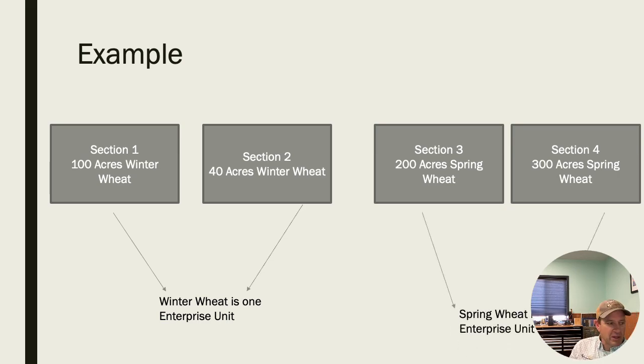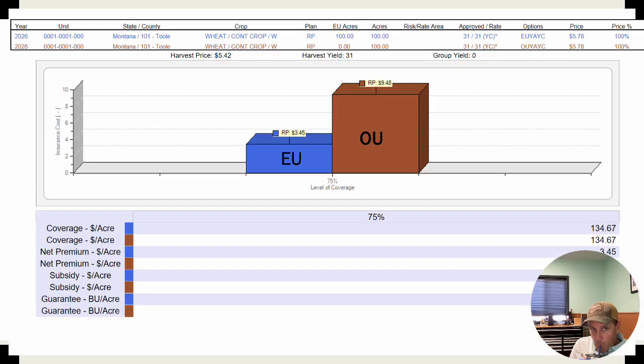We'd also have the option on that previous slide to pay the optional unit premium on your spring wheat that only has one section on it. Sometimes that's worth it, sometimes not for you guys. But either way, if you can do 20 or more acres of each type in two different sections, that makes this work so much better.